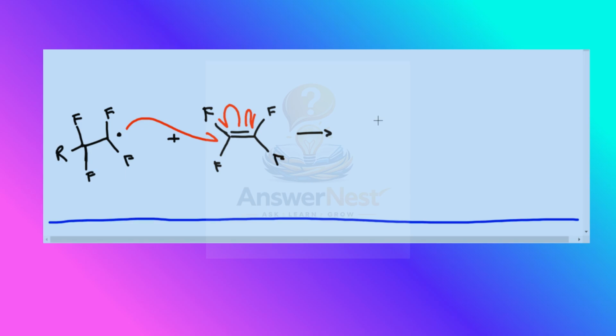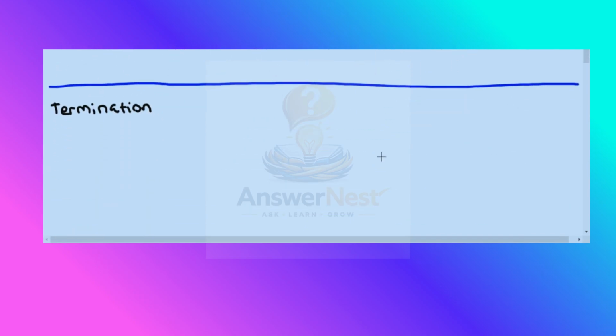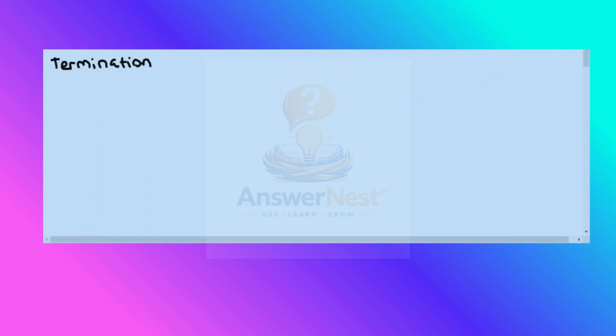Or a 4-carbon chain. So let's draw that. So 1, 2, 3, 4. So we have our radical at our end, 2 fluorine groups here, 2 fluorine groups here. And this carbon right here has a radical. So this propagation reaction goes until the chain is long enough to what we desire it to be. And once we reach a specific length, it will terminate.